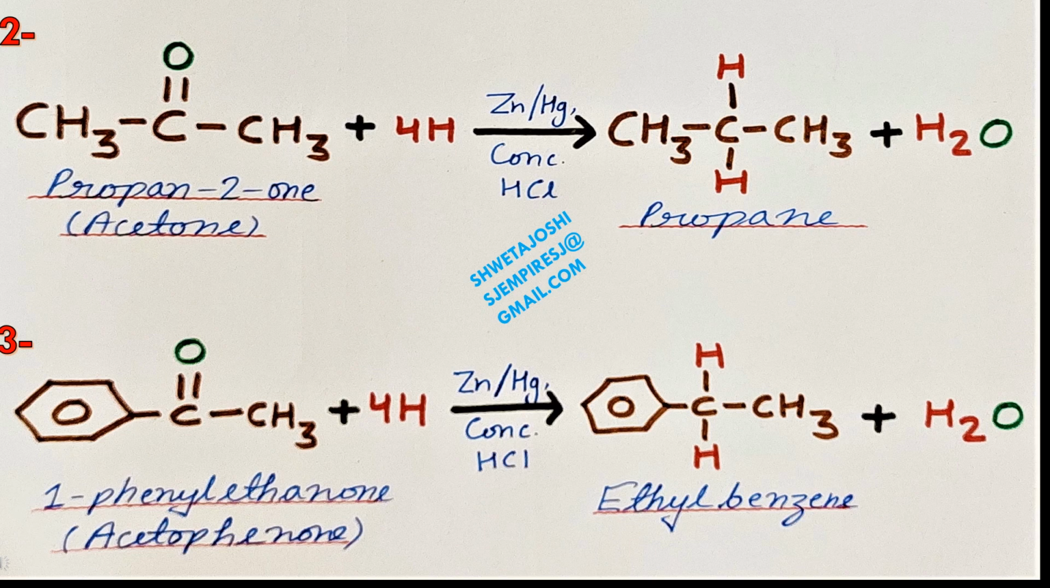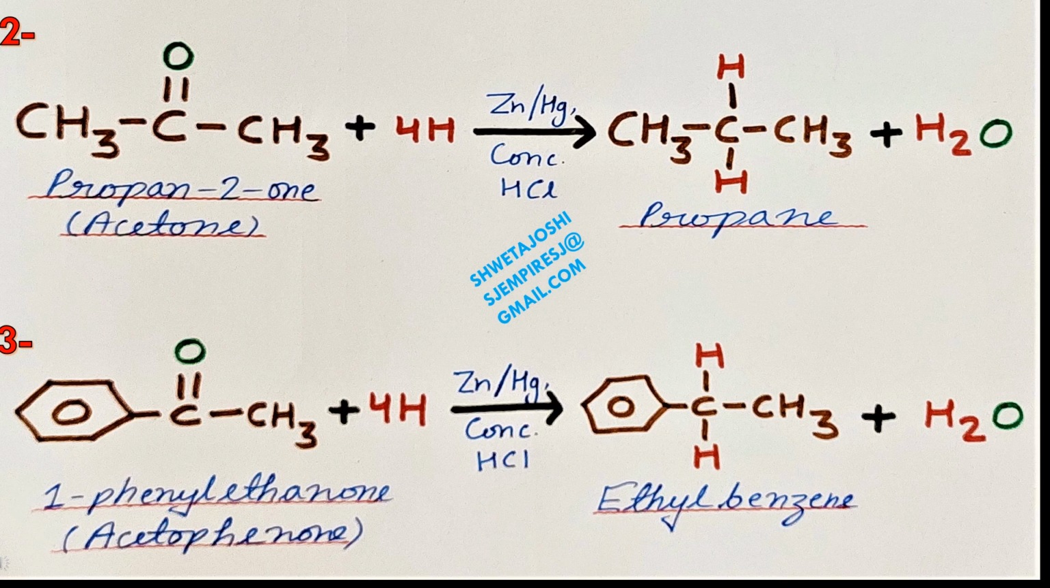In our second example, we are going to react propane 2-one, which is commonly known as acetone, with 4 nascent hydrogen atoms. In this reduction process also, there will be dissociation of bond between carbon and oxygen atom. 2 hydrogen will combine with oxygen atom forming H2O, and leftover 2 hydrogen atoms will combine with the carbon atom for satisfying its valencies forming CH3, CH2, CH3. So number of carbon atoms in propane 2-one and propane will remain same.